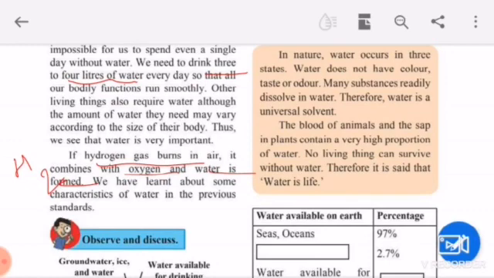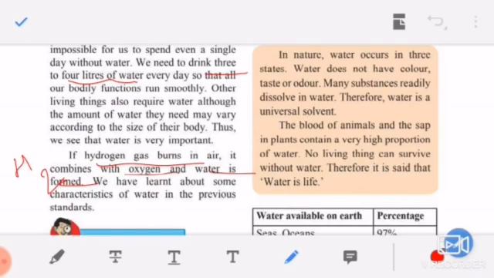Now children, further we will see here one table is given to you all in orange background. Just see, in nature water occurs in three states. Children, water occurs in all the three states: solid, liquid and gaseous. See how water already is in the liquid state. When you freeze water, it is in the solid state, and when you heat water, vapors are formed, and that is why water is in all the three states.